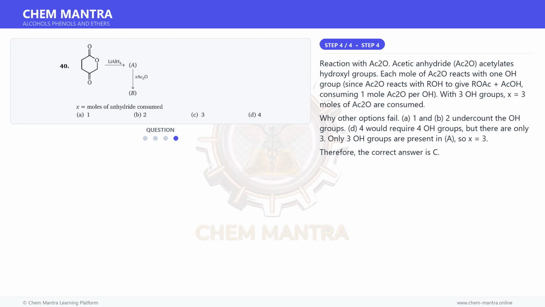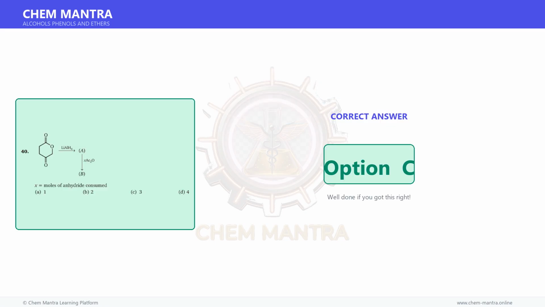Why other options fail? A, 1, and B, 2, undercount the OH groups. D, 4, would require 4 OH groups, but there are only 3. Only 3 OH groups are present in A, so X = 3. Therefore, the correct answer is option C.